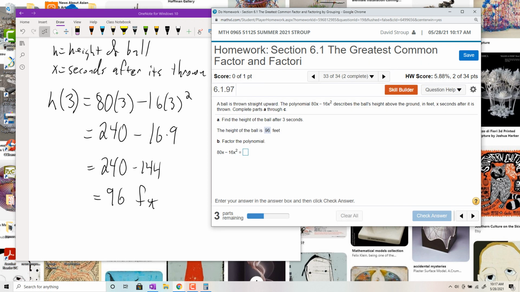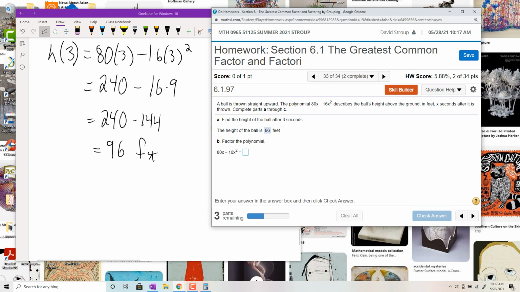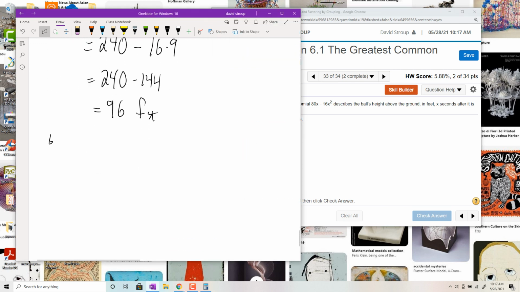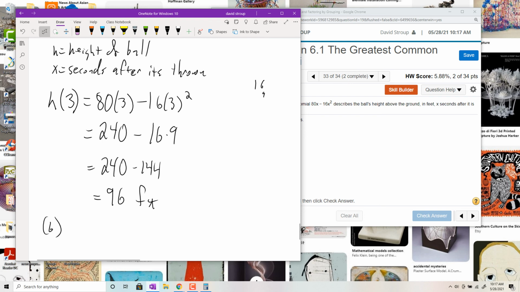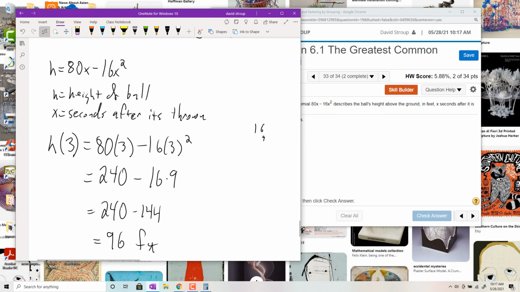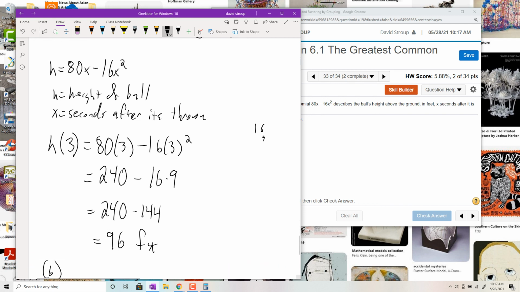Okay. Oh, they want you to factor the thing. So I'll put B. I'm going to go back and factor this. Of course, it's going to go right off screen, so I can't read it. All right. Looks like I could pull out an 8 out of both terms. Can I pull out anything else? Maybe a 16. Whoa, 16. I could pull out an x. So that is 16x times 5 minus x, since 5 times 16 is 80.